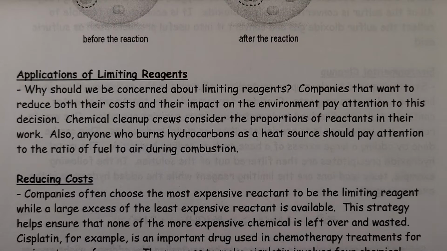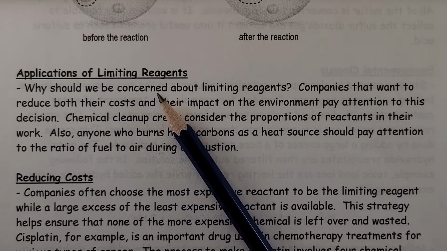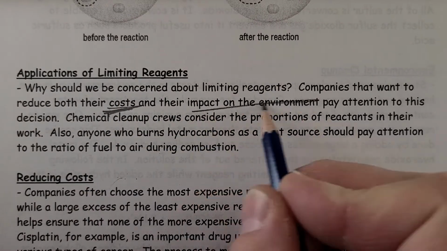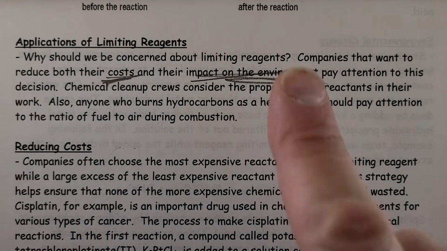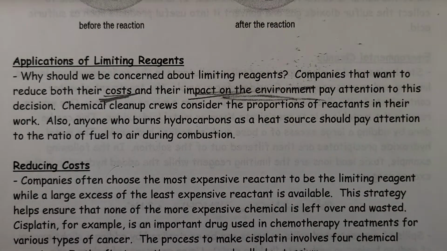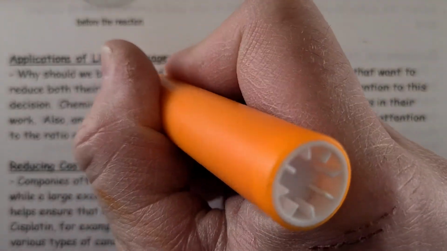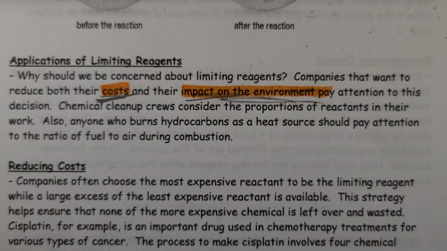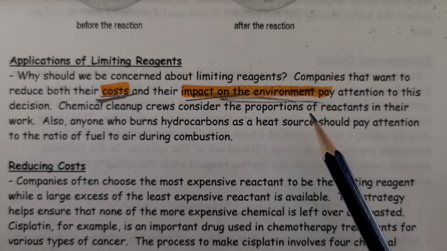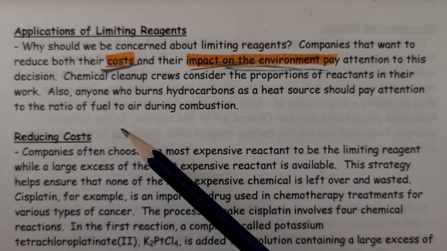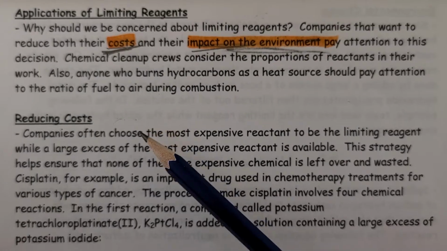So now we'll look at some applications of limiting reagents. So why should we care about limiting reagent? Companies want to reduce both their cost, so the cost is a factor, and impact on the environment. I didn't mean to cross that out, I just meant to underline it. But those are two things that are very important here. So looking at cost, if you own a company, and of course impact on the environment. Chemical cleanup crews consider the proportions of reactants in their work. Also, anyone who burns hydrocarbons as a heat source should pay attention to the fuel-air ratio during combustion.